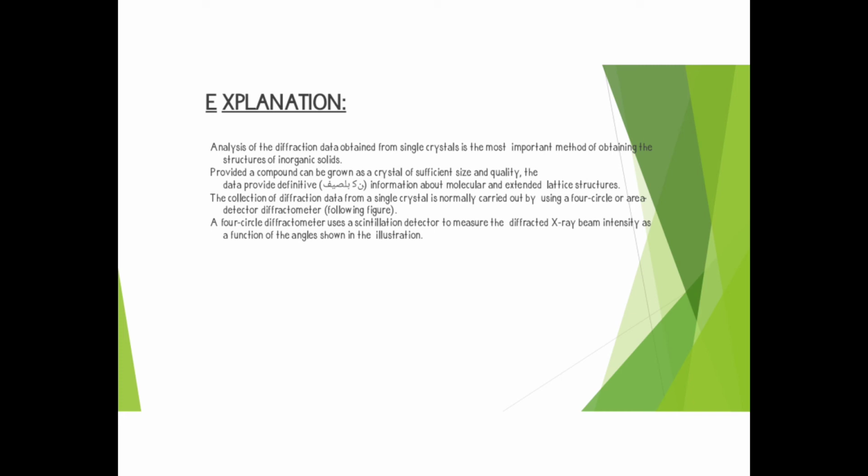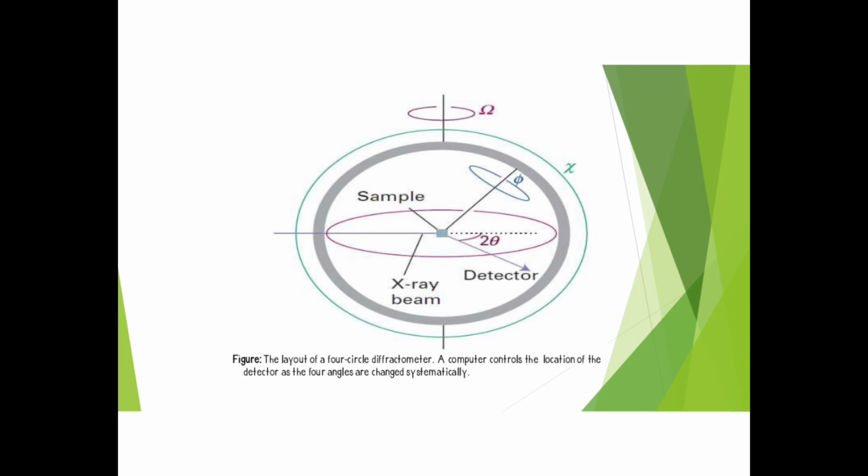So the question is, what is a four circle diffractometer? A four circle diffractometer is basically used to measure the intensity of the diffracted beam as a function of the angle by utilizing the scintillation detector. Here is the layout of the four circle diffractometer. Here you can see there are four different circles in which the sample, beam and the detector are present. This detector is utilized to collect the information after scattering of the X-rays. A computer is also used that controls the detector location.